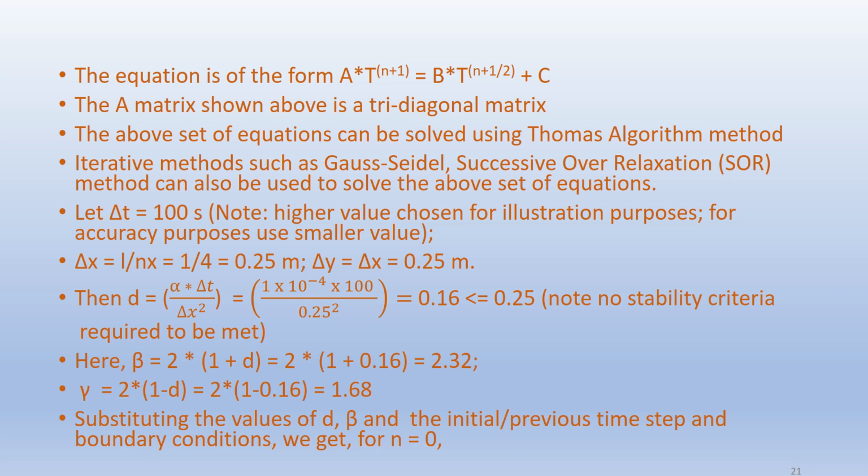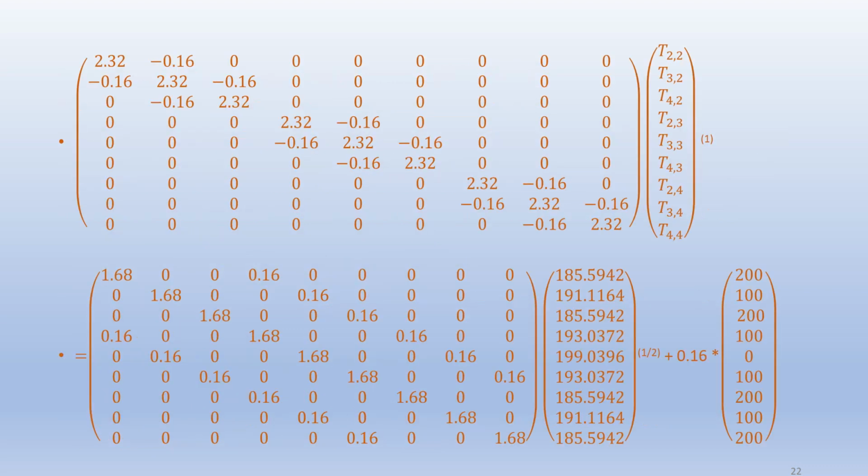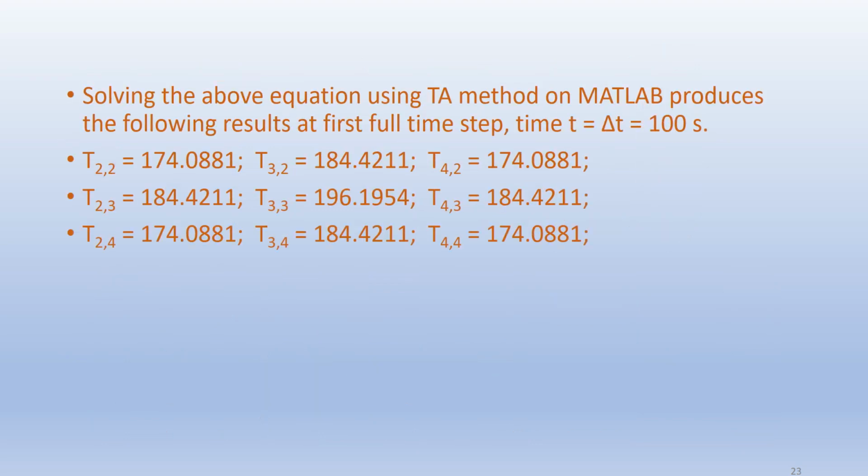We'll substitute the values of beta, d, gamma, etc. Accordingly, we get the set of equations arranged in the matrix form. Using the Thomas algorithm method, we can solve the above set of equations and we can obtain the nodal temperatures which are shown here. We'll now go back to MATLAB.